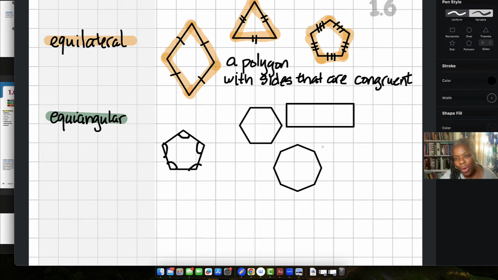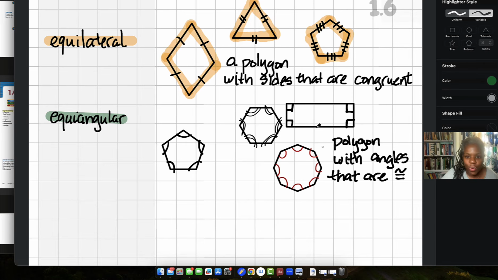So I'm going to go ahead and mark that, and I want you to write down what equiangular means. So equiangular is a polygon with angles that are congruent. Notice I used a little congruent symbol here instead of writing out the word. We'll do that from time to time. So notice I've also marked all of these angles being equivalent to one another.